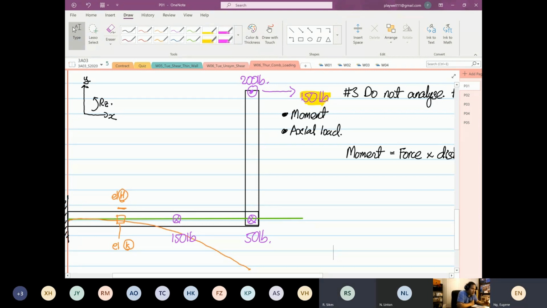And the distance, the moment is always up to the what? Up to the neutral axis. Okay, so it's this distance that we're talking about now. It's up to the what? Down to the neutral axis, and this is our 10-inch. This distance over here is 10-inch.